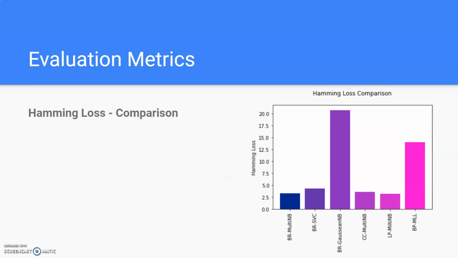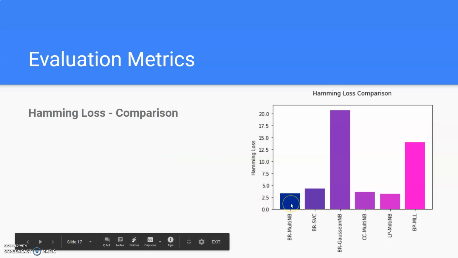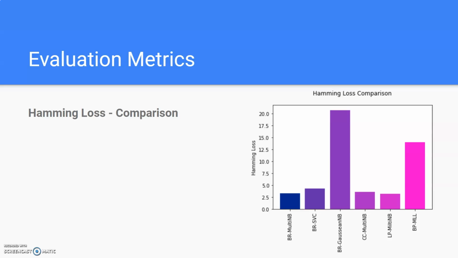Next, I've used log loss. Before talking about log loss, let's see the comparison diagram for the Hamming loss. As we can see from this graph, the Hamming loss for the binary relevance method with the multinomial naive-Bayes classifier is the lowest, and it is almost similar to our label powerset multinomial naive-Bayes.